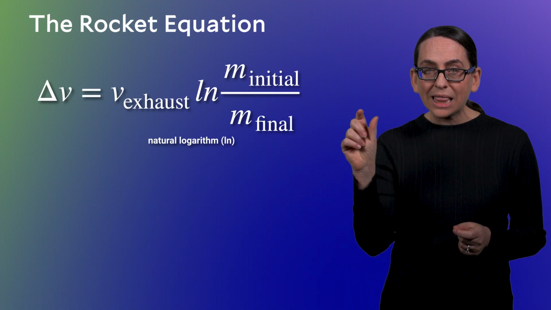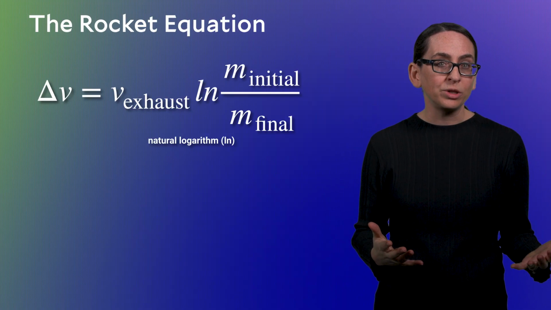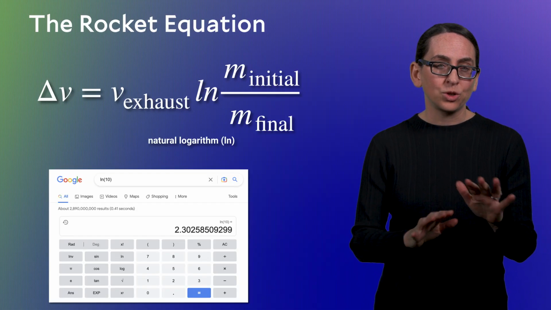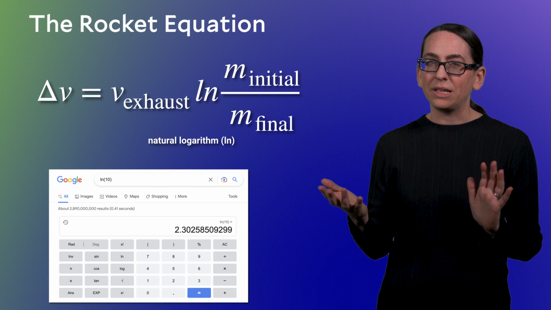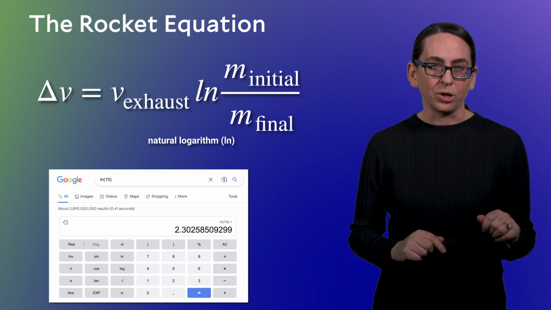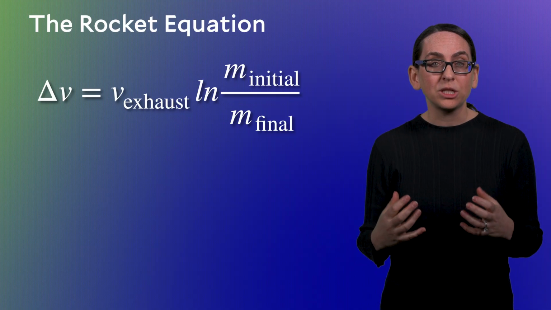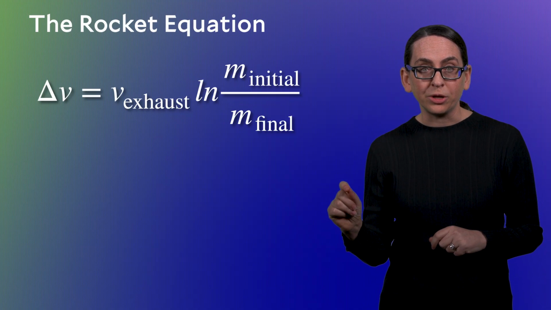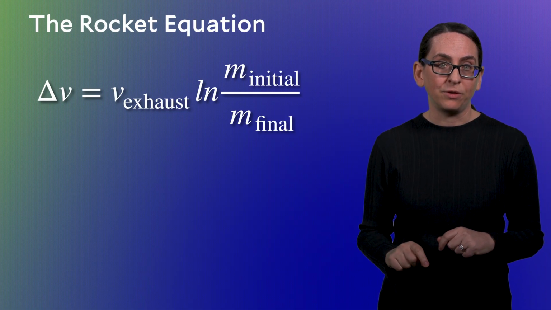And this little ln thing called the natural logarithm, it's a logarithm. You can ask Google to calculate it for you. So for example, the natural logarithm of 10 is 2.3. And the logarithm comes from integrating a quantity that scales as 1 over x, but it's all good. So coming back to the equation, we can determine the speed of a rocket by taking the natural logarithm of the ratio between the initial and final mass and multiplying by the exhaust velocity.